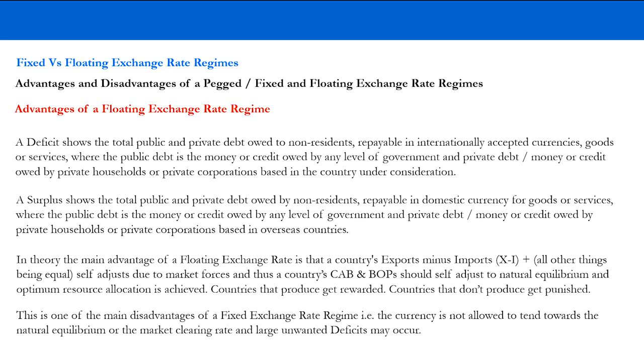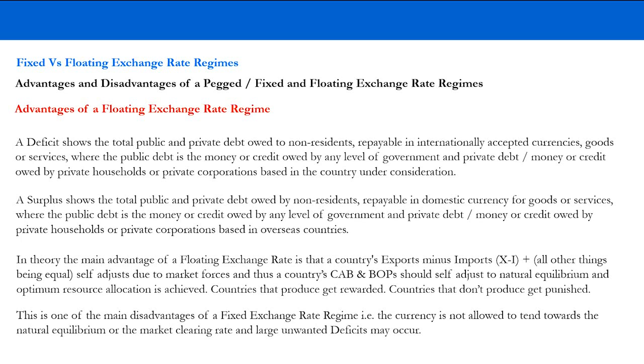Basically, what that's saying is that if you run a deficit, you owe money to other countries in international currencies, and if you run a surplus, you are owed money in your domestic currency. And in theory, the main advantage of a floating rate is that when these things get out of whack, a country's exports minus imports, keeping all things equal, so if we fix everything else, it's supposed to self-adjust.